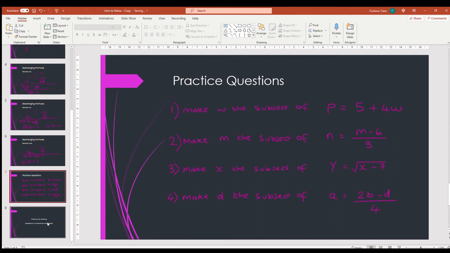The only way to get better at rearranging formulas is practice. So have a go at these. The answers are in the description box.